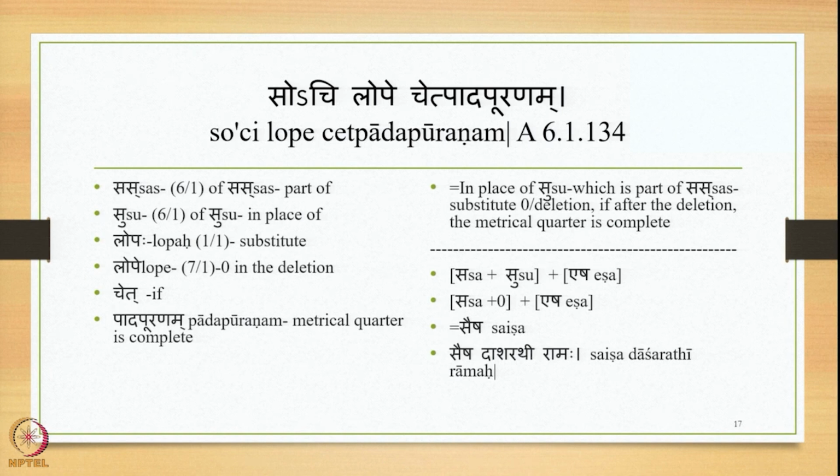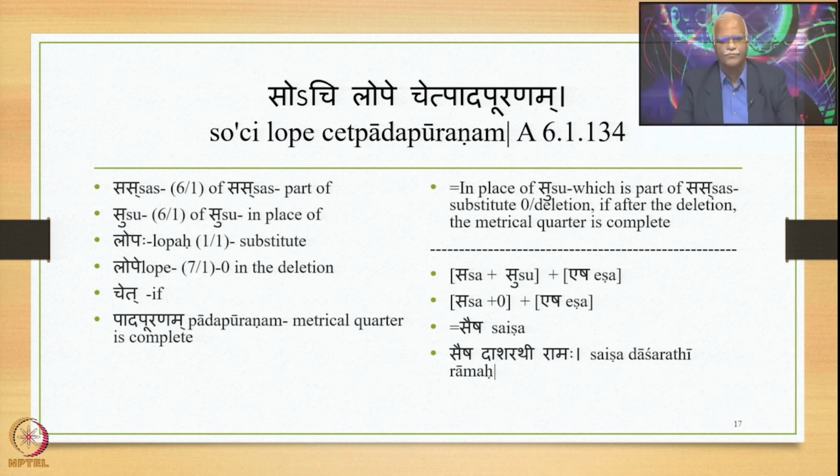Sas, which is 6/1 of sas, that is part of sa and sa. Su is continued, 6/1 of su in place of. Lopaha is 1/1 of lopa, which is a substitute, 0 substitution. This is also continued. Lope is 7/1 of lopa, that is in the deletion. Chet means if, and padapuranam means metrical quarter is complete.